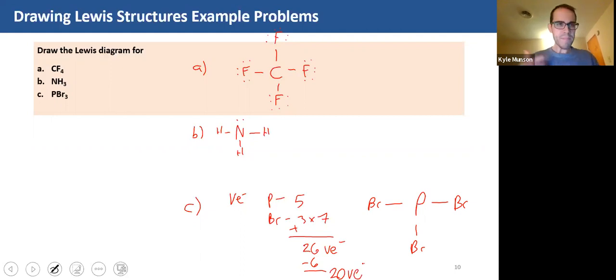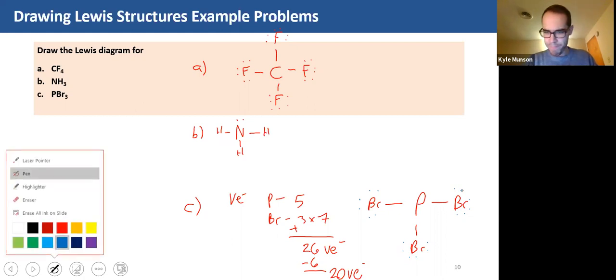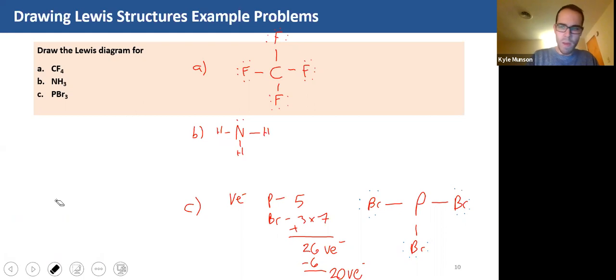So now we need to find octets for things, right? So the bromines aren't happy. They each have just two electrons. They want eight. So I'm going to give them all enough to get an octet. So they each need six more. In doing that, I just used up, let's see here, 18 valence electrons. I have two left. So I'm going to put those two on the phosphorus.